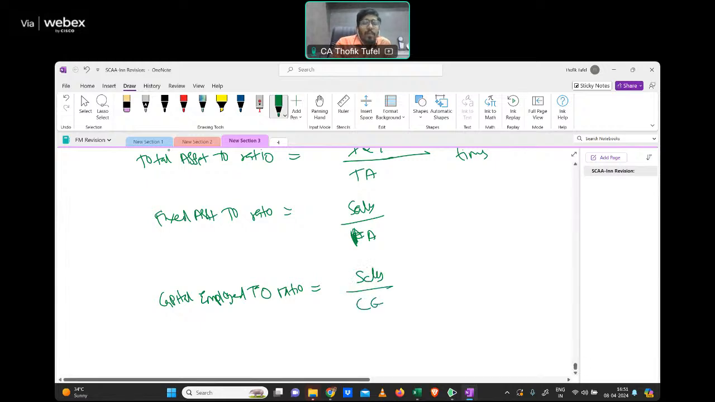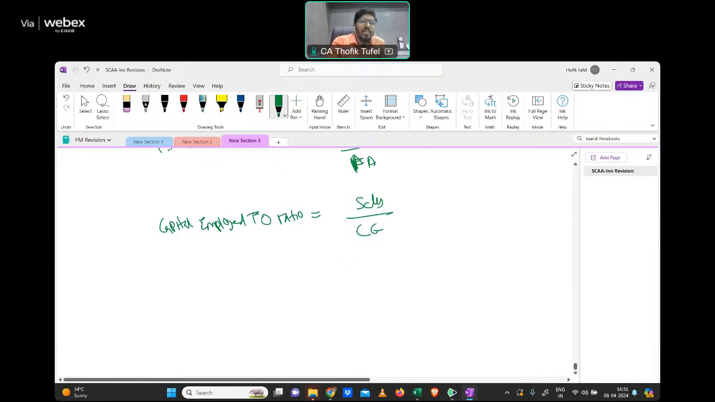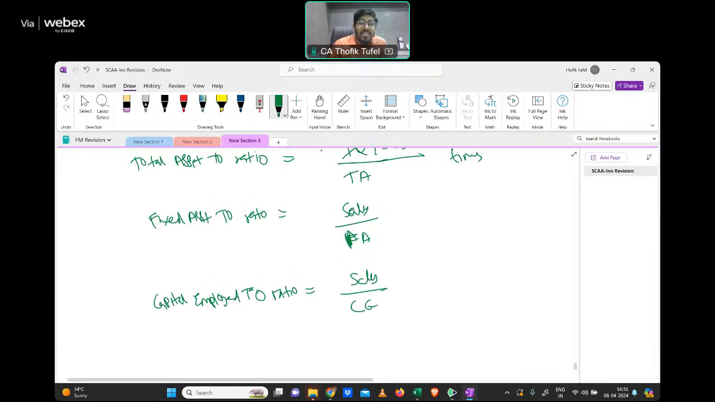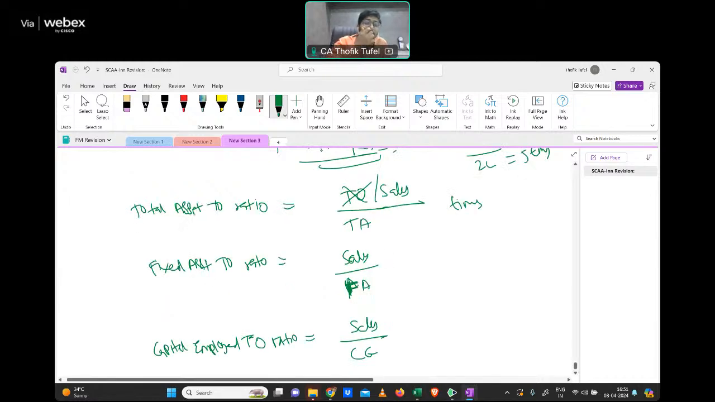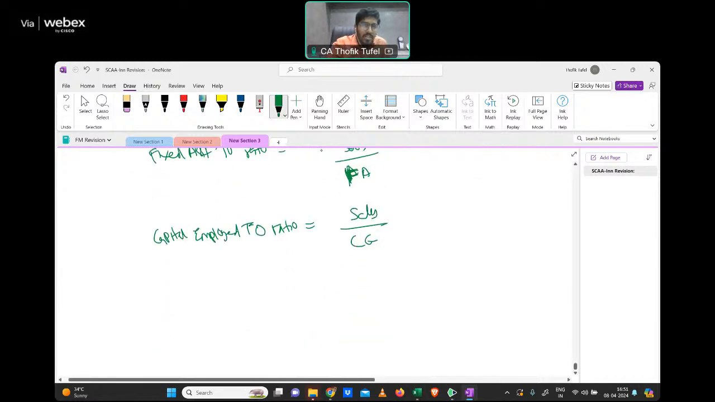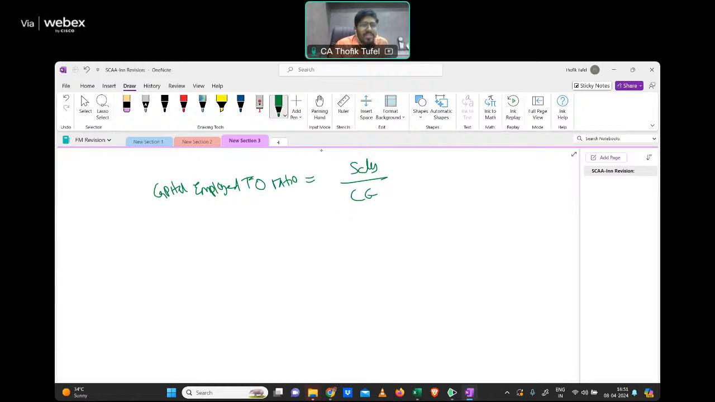So for every 1 rupee of capital invested, what is the amount of sales that I'm generating? Here, for every 1 rupee of fixed asset investment, what is the amount of sales I'm generating? Here, for every 1 rupee of total assets invested, what is the amount of sales I'm generating? Next, the current asset turnover ratio: sales divided by current assets.